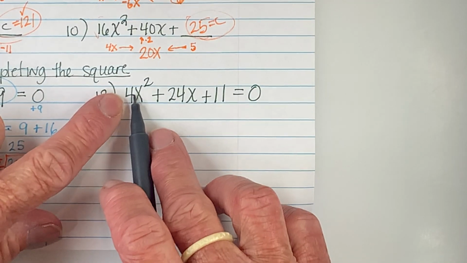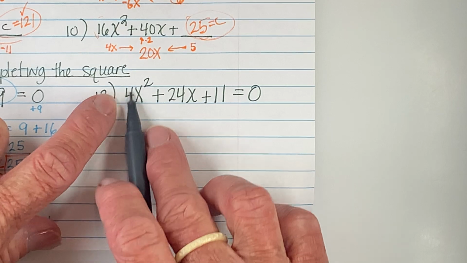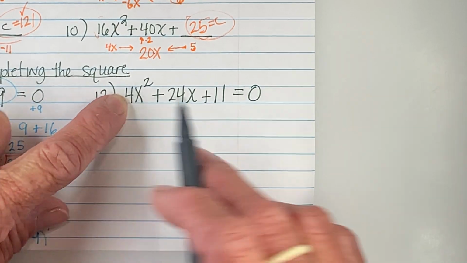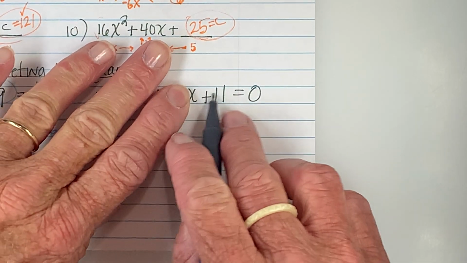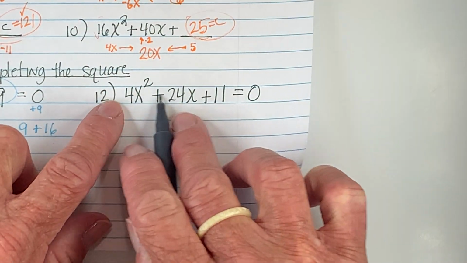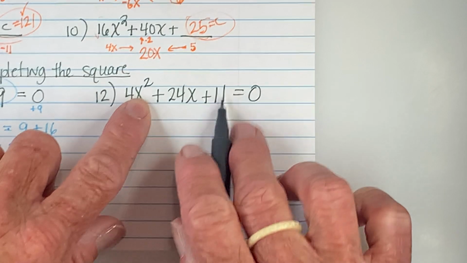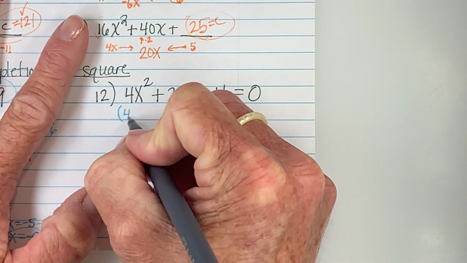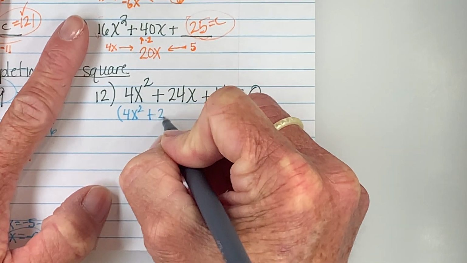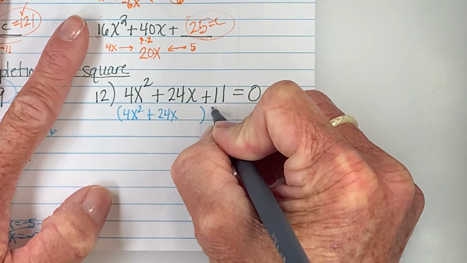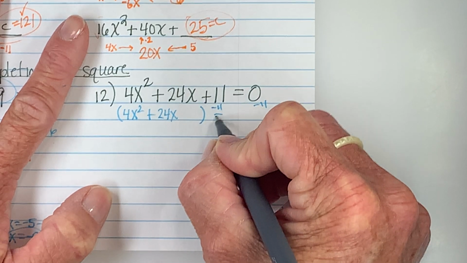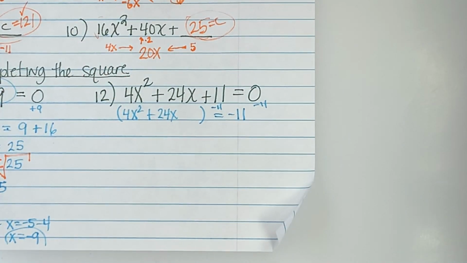Okay, very quickly, I do need to do this one. And it's because it's the first one we've seen where this is not a 1. I've got a number here other than 1. How do we handle this? Well, the first thing we're going to do is take the c and move it over. This is not currently a perfect square trinomial because that's not a perfect square. All right, so we're going to group up our x's, and then I'll go ahead and move this over to the other side. Okay, so this is now equal to negative 11.